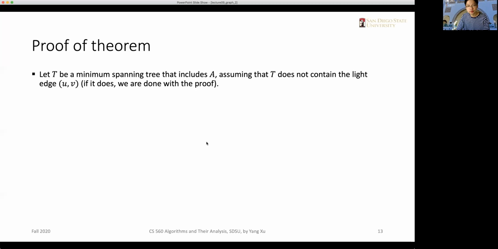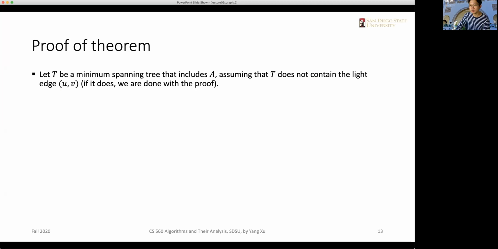And when we prove this theorem, we will first let T be the minimum spanning tree that includes A, because our assumption is that the subset A is a subset of the minimum spanning tree. Okay, and also we need to assume that T does not contain the light edge, right? Because if it does, then we are done with the proof.